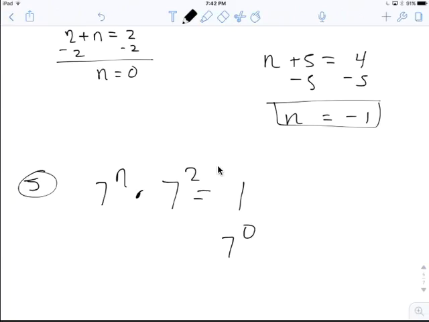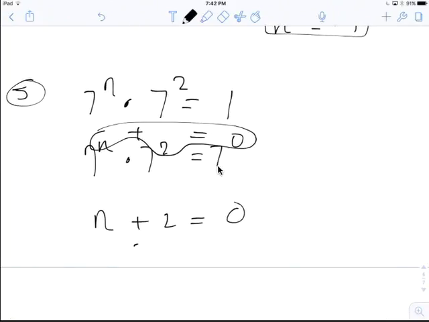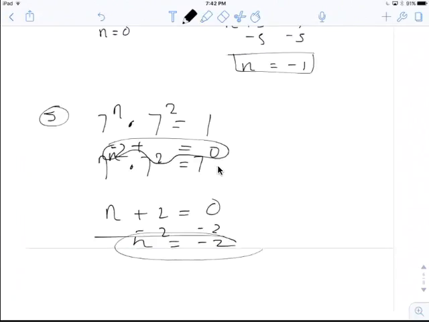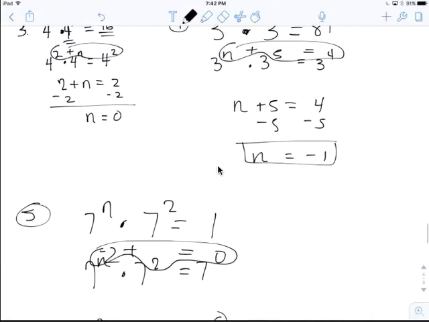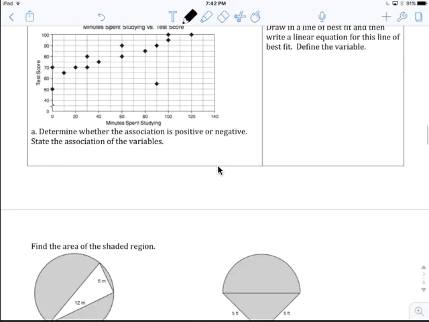This is 7 to the 0 equals 7^n times 7 to the second. Add that, equals that. n plus 2 equals 0. Minus 2, then n equals -2, because -2 plus 2 is 0. Okay? Always double check and make sure it makes sense. Okay, that's the back. You do the last 3 on your own.